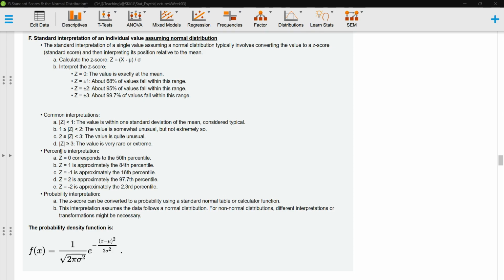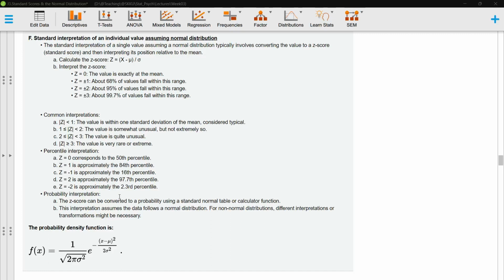In terms of the percentile, z equal to 0 corresponds to the 50th percentile. A z-score of 1 is approximately the 84th percentile. A z-score of -1 is approximately the 16th percentile. A z-score of 2 is approximately the 97.7th percentile, and a z-score of -2 is approximately the 2.3rd percentile.